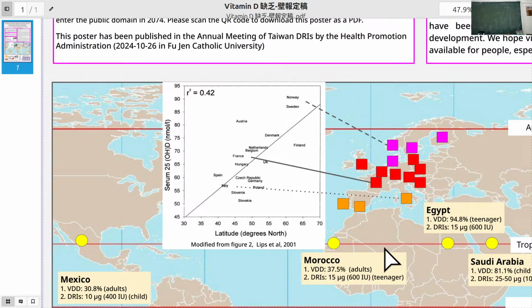more to the north, close to this line, the Arctic Circle. Okay, and here, Norway is here, very close to the Arctic Circle. And the serum vitamin D is very high. Highest in the European countries. Sweden is here, and Denmark is here. I used the purple squares to mean North Europe, and the red one, Middle Europe, and the orange one, that is South Europe. And the trend is significant. I was surprised. No, all are surprised. See, the higher the latitude of the country, the serum vitamin D is also higher.